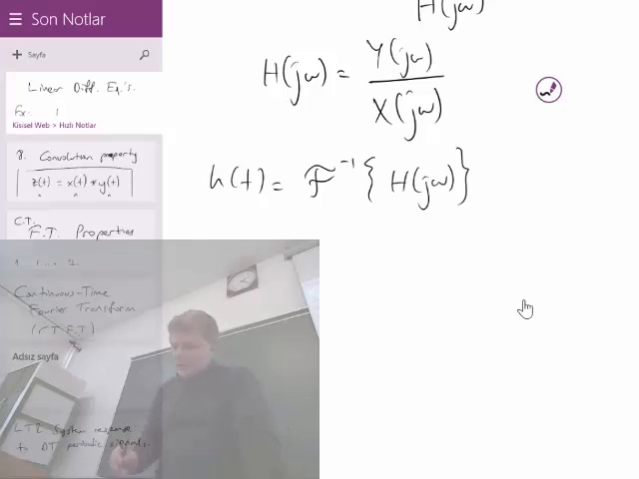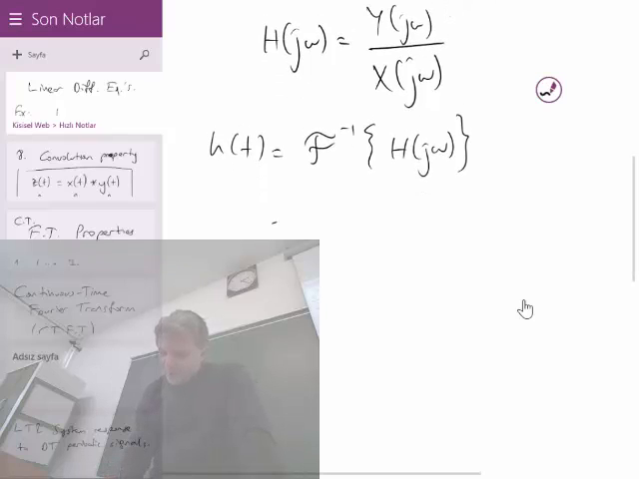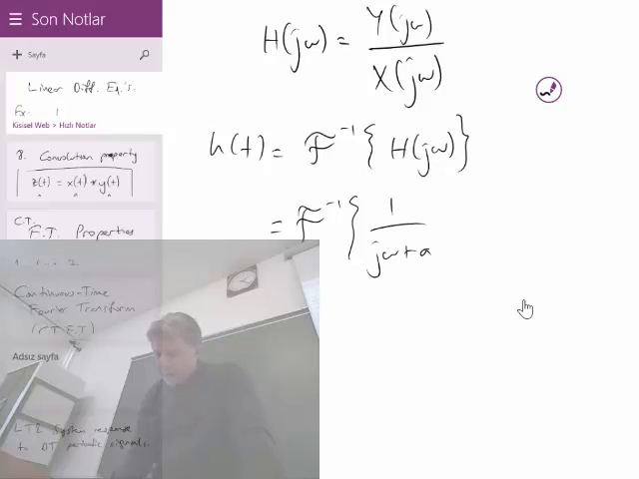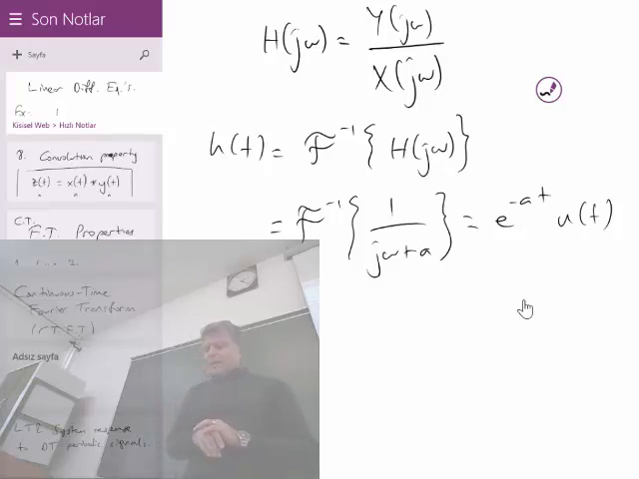And do you know what the Fourier transform of 1 over (jω + a) is? Do you remember that? It is the first example: e to the minus at u(t). So this is the impulse response, and you are clear. Excellent. A very easy way to find the impulse response.